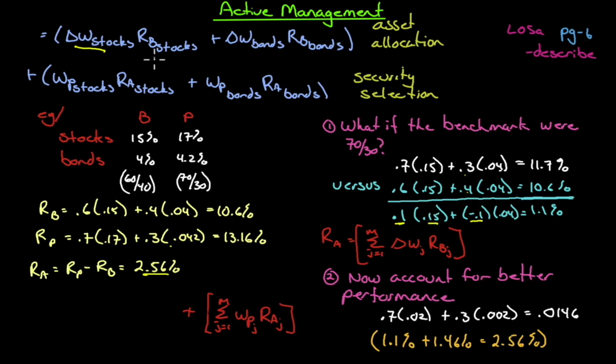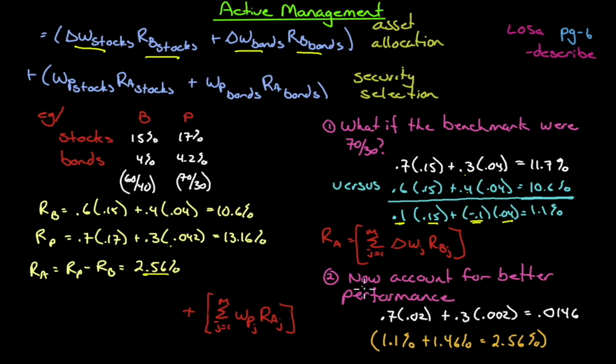What is 0.15? That's the benchmark return on stocks. What is negative 0.1? That's the active weight on bonds. And what is 0.04? That's the return on the benchmark on bonds. All attributable to asset allocation, exactly what I did. So this is this term right here. If we go back to the last screen and look at the formula, this is this first term right here. This is the active weight on each security class, on each asset class, multiplied by the benchmark return on that asset class. That's all this is.